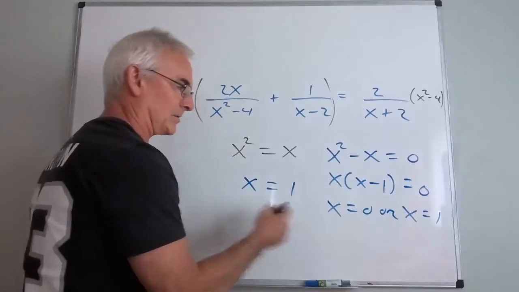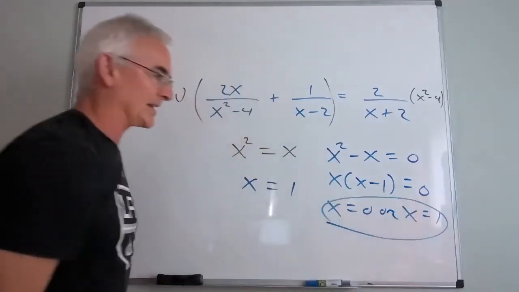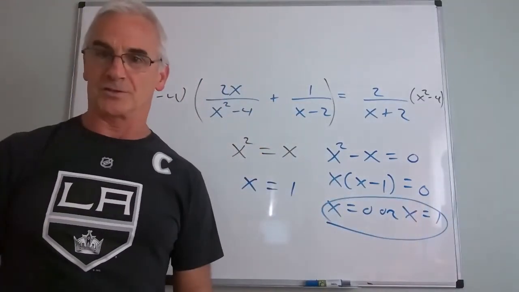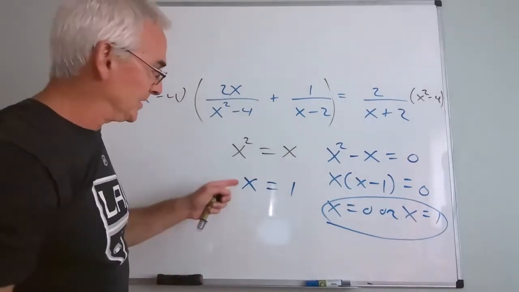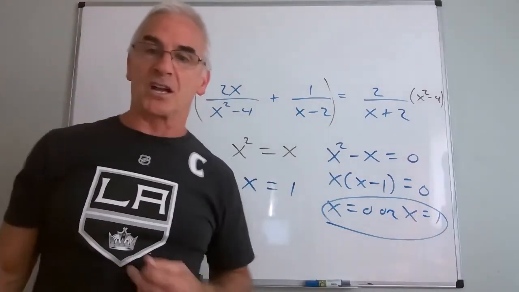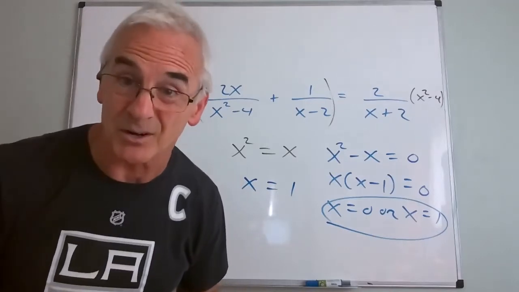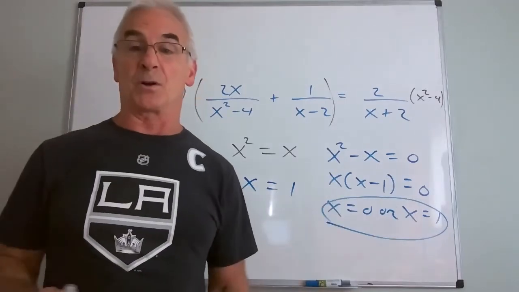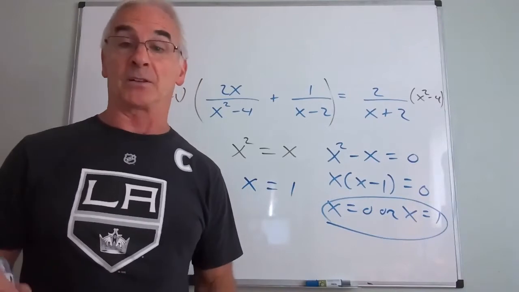Why is this the wrong answer? Because that's the right answer. There are 2 solutions to this. What happened to the 0? I divided both sides by a quantity that could potentially equal 0, and therefore I removed 0 as a possible answer. That's why it's an illegal step.